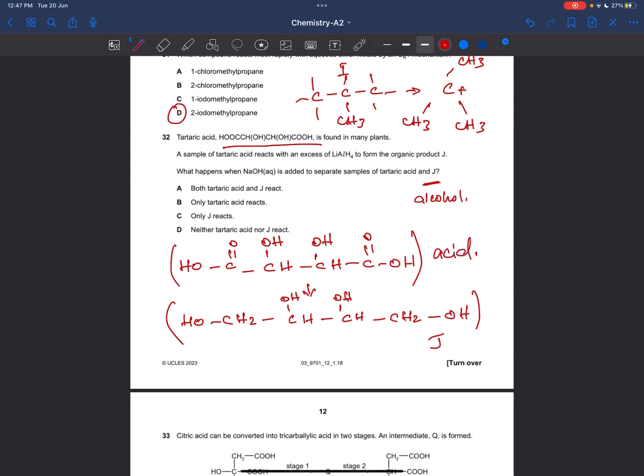So basically now tell what will react with NaOH. If you guys have some knowledge, acid does react with sodium metal, sodium oxide, sodium hydroxide, sodium carbonate, but alcohol only reacts with sodium metal, it does not react with sodium hydroxide. Okay, it does not react. So basically the answer for this is only tartaric acid reacts, B.